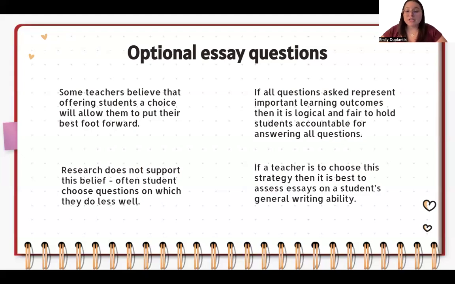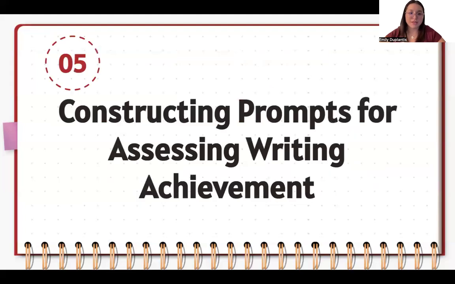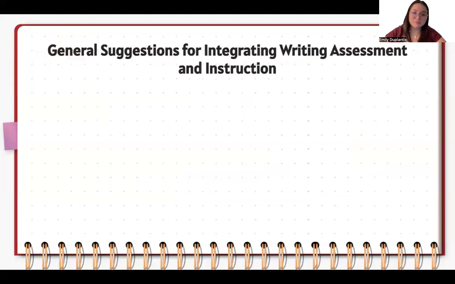But if a teacher is willing to choose this strategy, then it's probably better to assess the student on their general writing ability rather than a content-based prompt question if you're giving them an optional essay. Section 5 is constructing prompts for assessing writing achievement. So, general suggestions for integrating writing assessment and instruction.